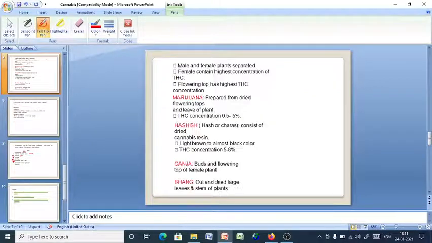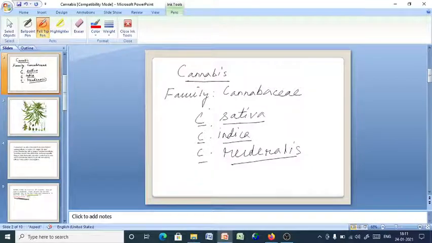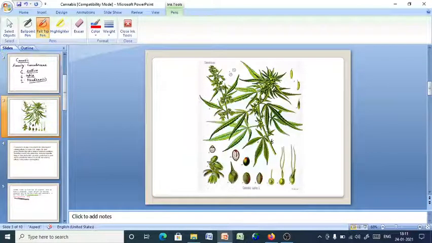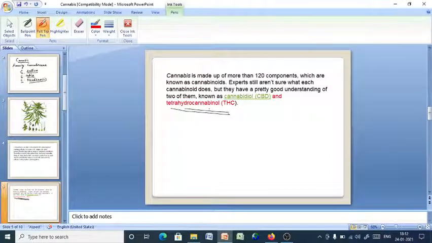So what we get today, the name of the plant, its family, common species under cultivation, and its active ingredients, that is cannabidiol or CBD and tetrahydrocannabinol or THC.